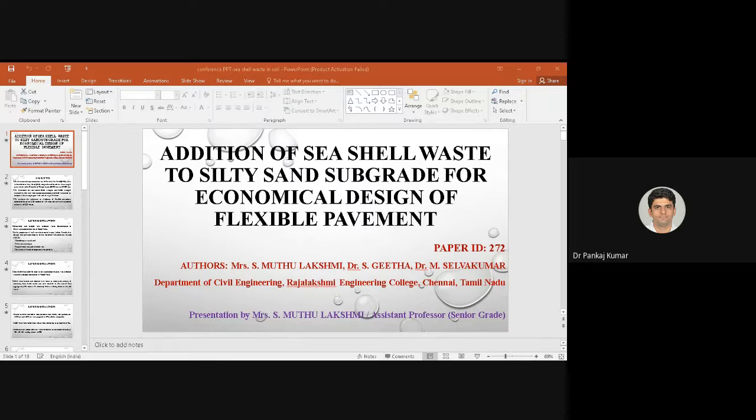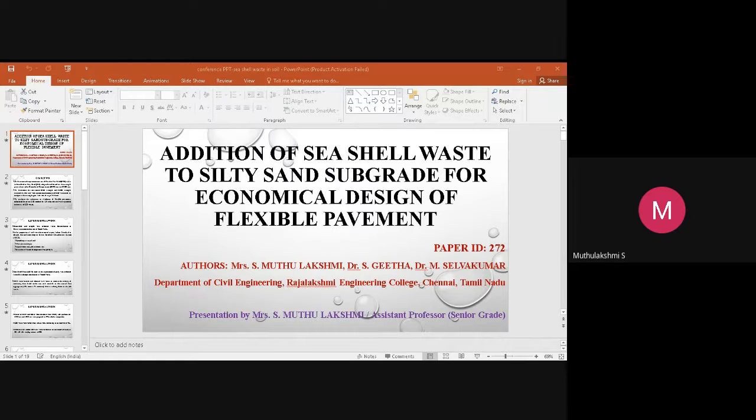In that case, it means it must be poorly graded if we are adding it. You mean to say... when you're mixing... I didn't understand. So if you are adding crushed seashell in silty sand, in that case you are getting poor gradation instead of good gradation, if I'm not wrong. Then how are you ensuring uniformity of size?